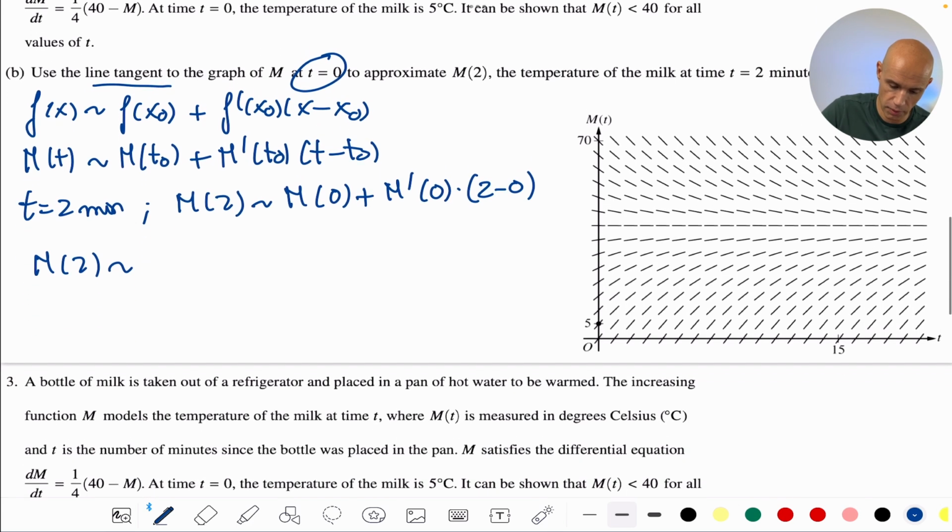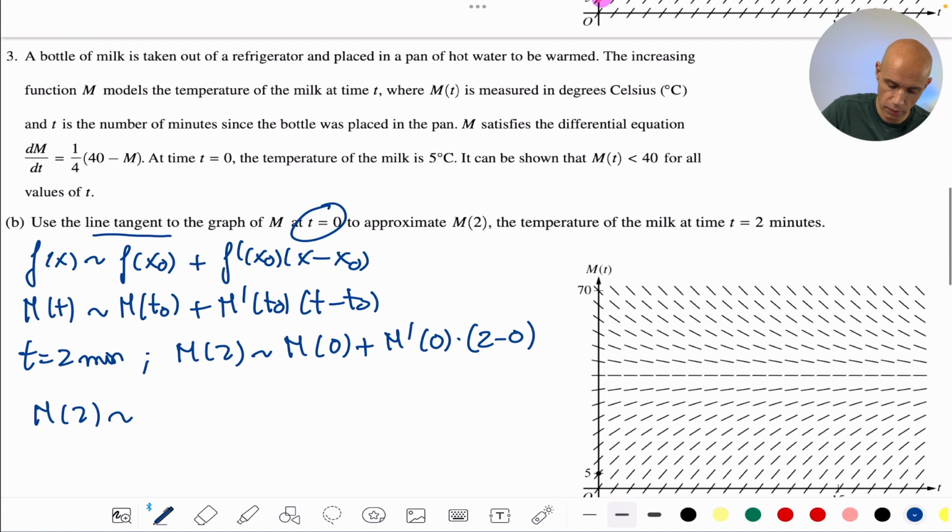Here it is. Oops, sorry about that. Let me move it back. So 5 degrees. So we have that is 5. Now, what is the derivative at t equal to 0?